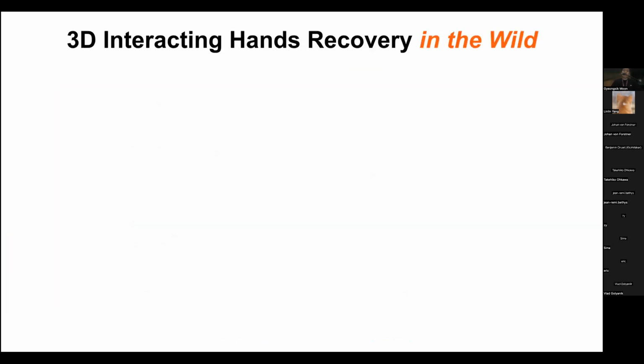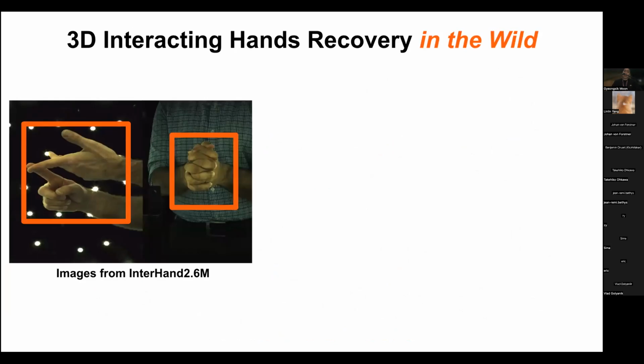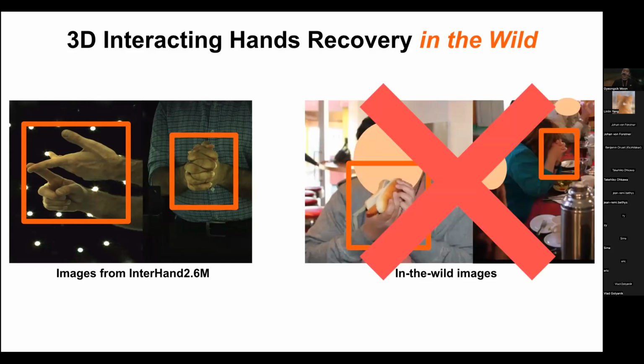And this talk will introduce our 2 approaches for 3D interacting hand recovery in the wild. The first one is algorithm side, and the second one is dataset side. So after introducing our InterHand dataset, there are many attempts to recover 3D interacting hands from a single RGB image, which is good. But most of them have only shown their results on the InterHand dataset, not on the InterWild dataset.